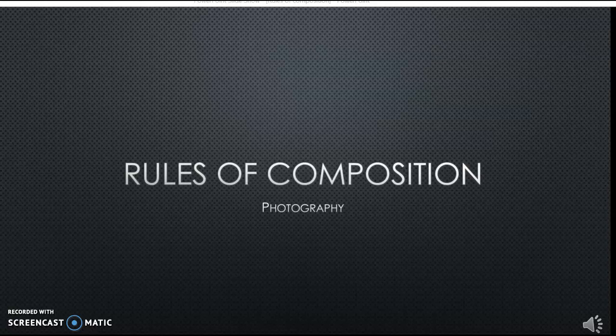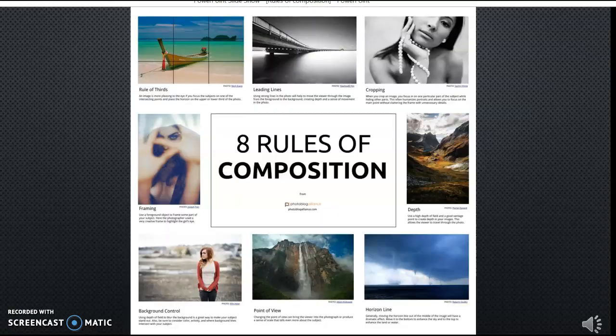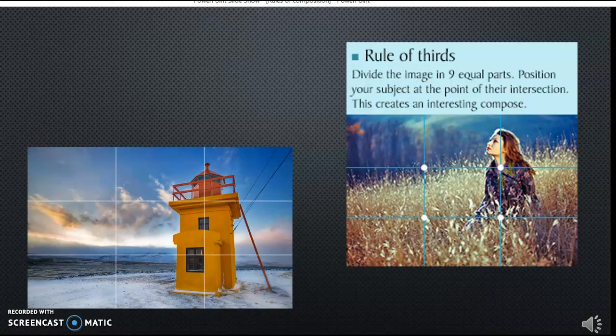Hey everybody, today we're going to talk about rules of composition in photography. There are 8 different rules of composition we're going to be covering. These are 8 of the most common ones used by photographers. The first one is called rule of thirds.